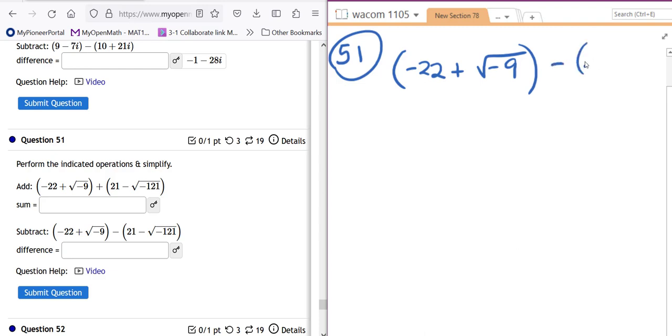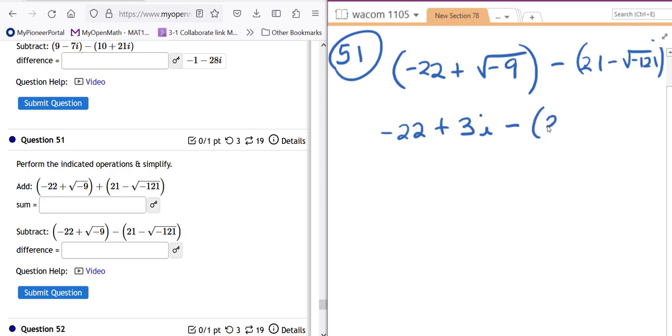Subtract has more issues than add. So the square root of negative 9 is going to give you 3i. So you have negative 22 plus 3i. That's cleaned up. There's nothing outside. Drop that. Right. Let's clean this one up, and we're going to keep the minus and the parentheses.